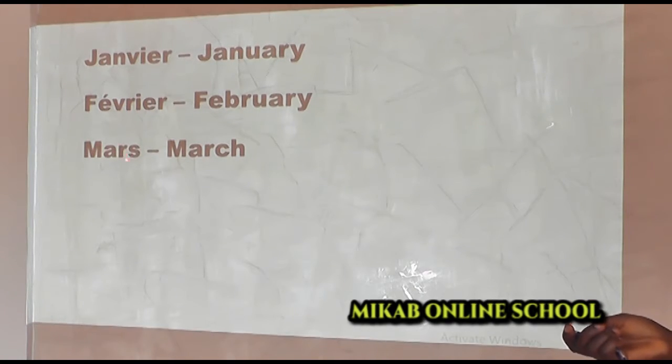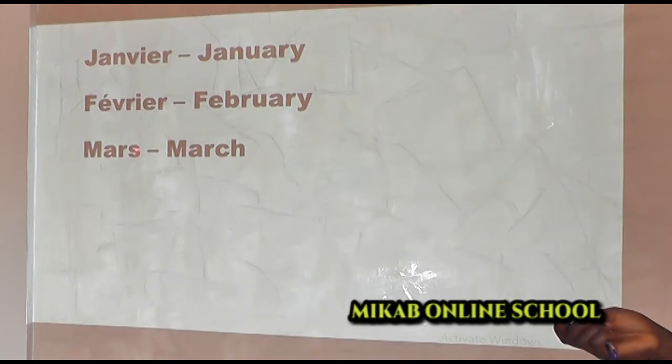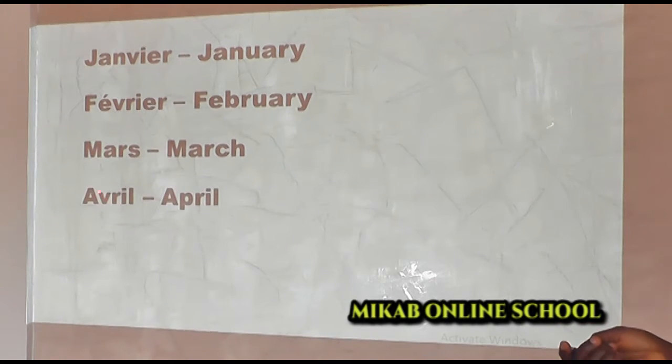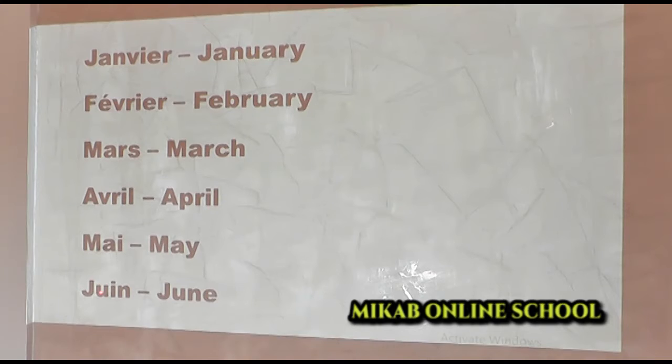The third one is mars. Janvier, février, mars. The next one is avril. Janvier, février, mars, avril. The next one is mai. Janvier, février, mars, avril, mai. The next one is juin.